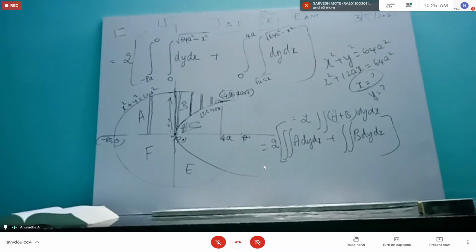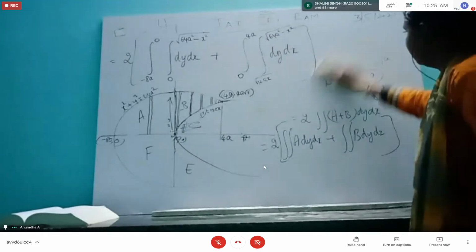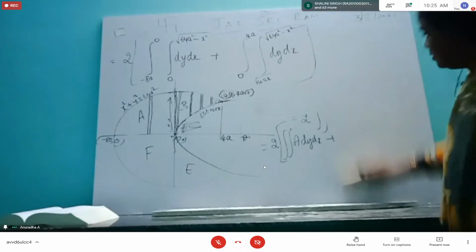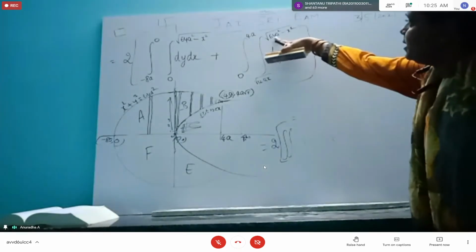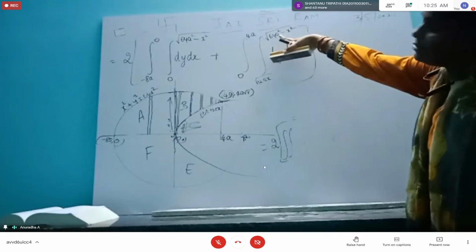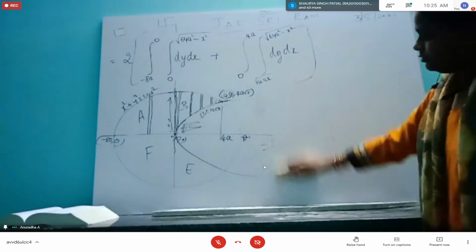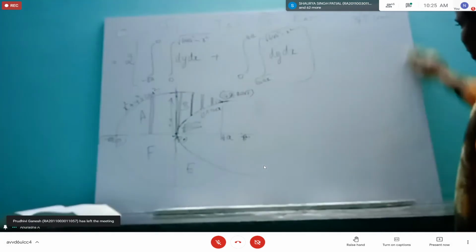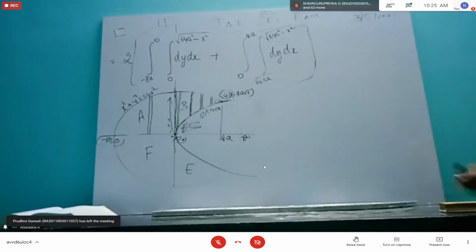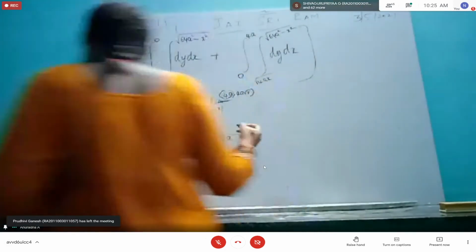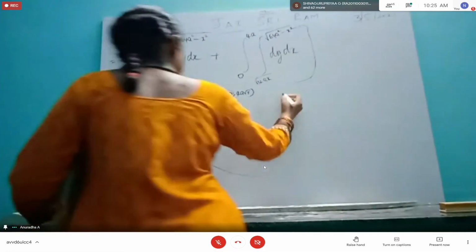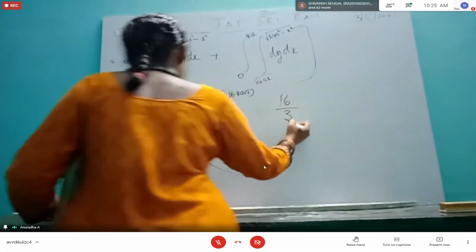I will write the answer. You are going to do the integration. Please remember, you have to write 8a whole square. Then only you can apply the a square minus x square formula while integrating. Don't do it for 64a square. (16 by 3 again).